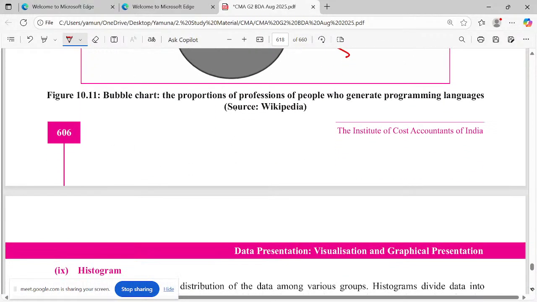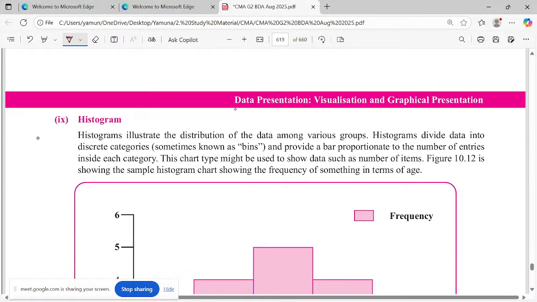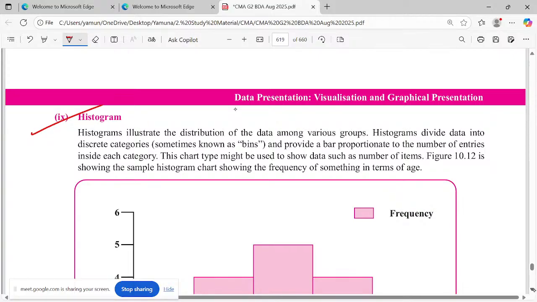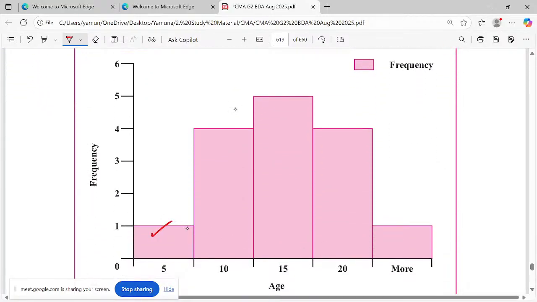Okay, yes, histogram. Probably bar diagram and histogram, the only difference is here when we go for histograms, we'll be having continuous bars. See, there is no gap. And moreover, the data you present here in the horizontal axis will be numbers.